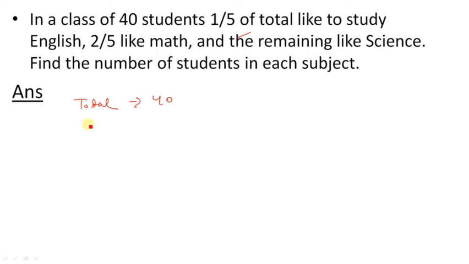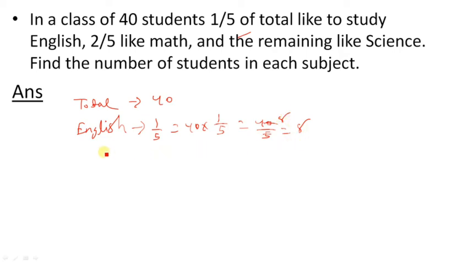Okay. Now, how many like English? English is 1 by 5. So we have to find 1 by 5 of 40. It means 40 into 1 by 5, which will be equal to 40 by 5, which is 8. Okay. So the total number of students who like to study English is 8.